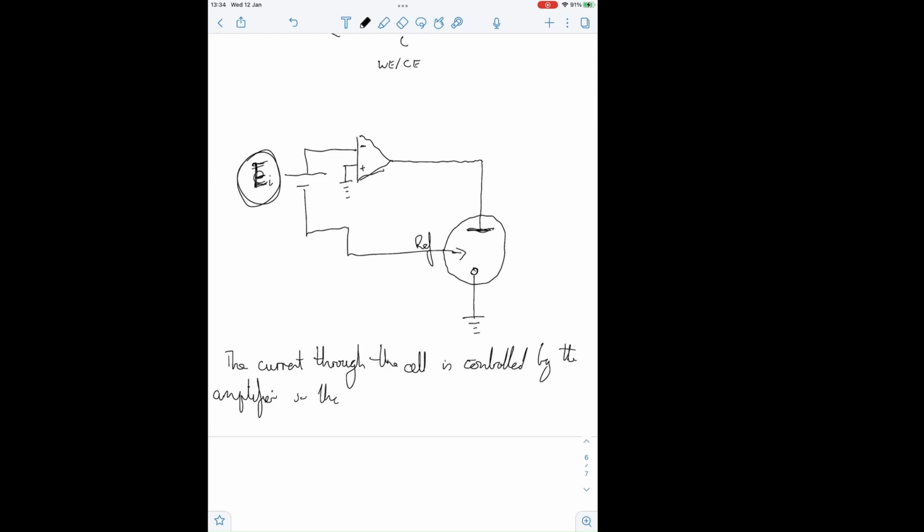So that the ref electrode is minus EI with respect to ground. Okay, so if that's true, if the reference electrode is minus EI with respect to ground, then our working electrode is at EI, or strictly at ground.